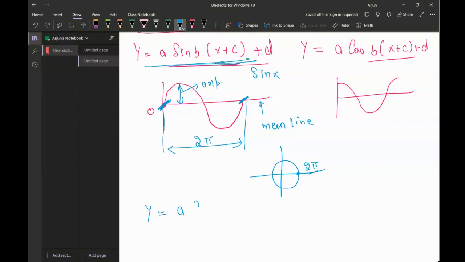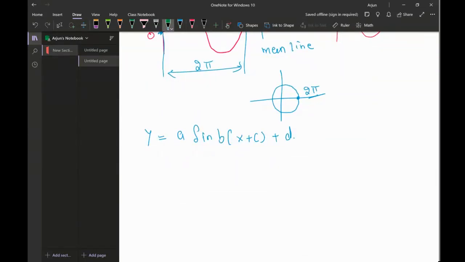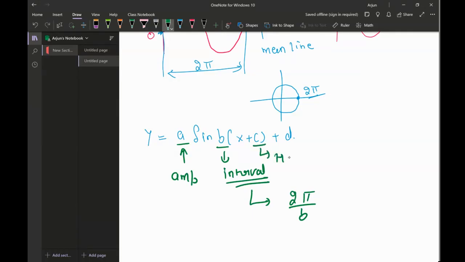So y equal to a sine bx plus c plus d. This is the equation. A represents the amplitude, and b represents the interval or time period. You can always find the time period by using the formula 2 pi upon b. C represents the horizontal shift, and d represents the vertical shift.